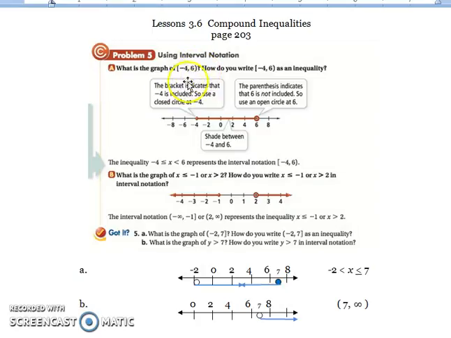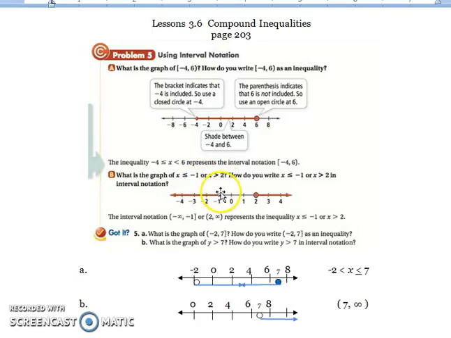So this is an and. The inequality -4 less than or equal to x less than 6. This is how you write an and with the x in the middle. And that's the same as [-4, 6). Okay, let's try x less than -1 or x greater than 2.